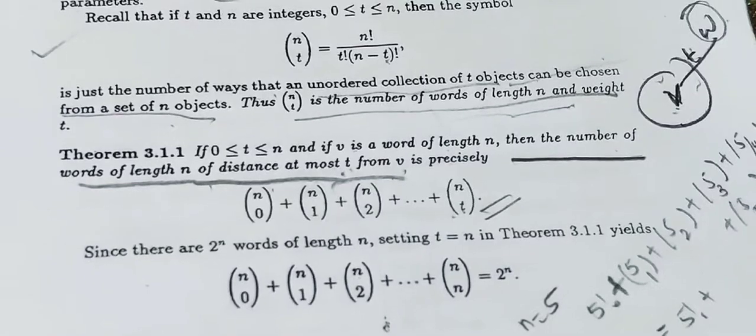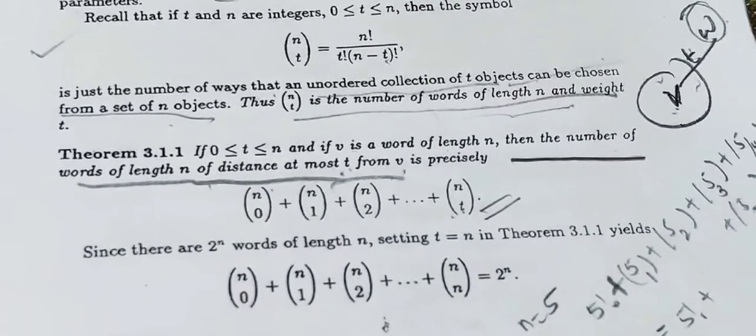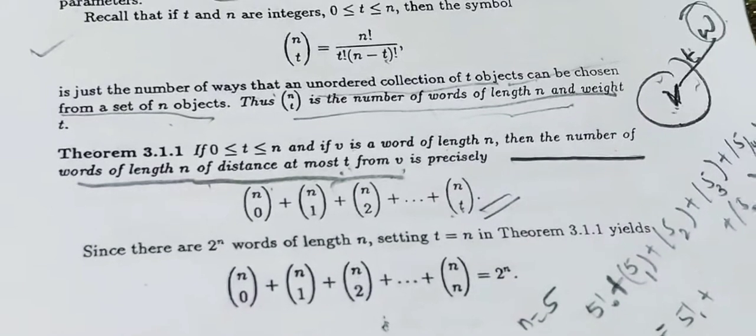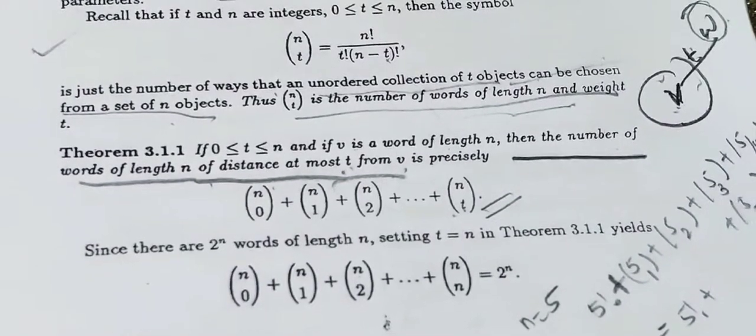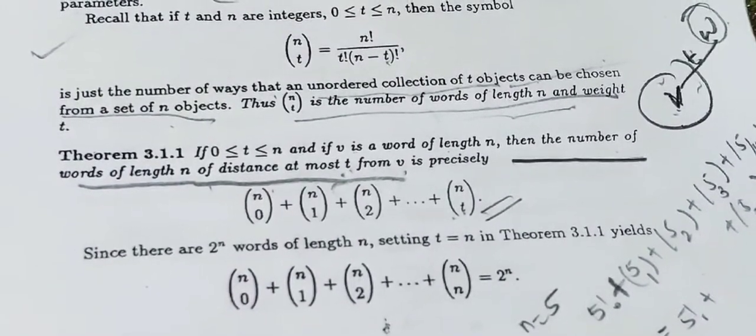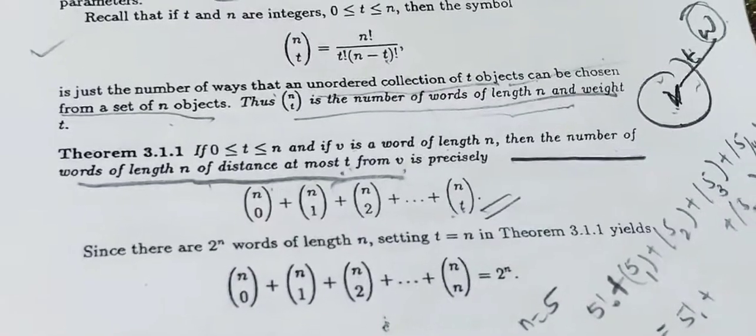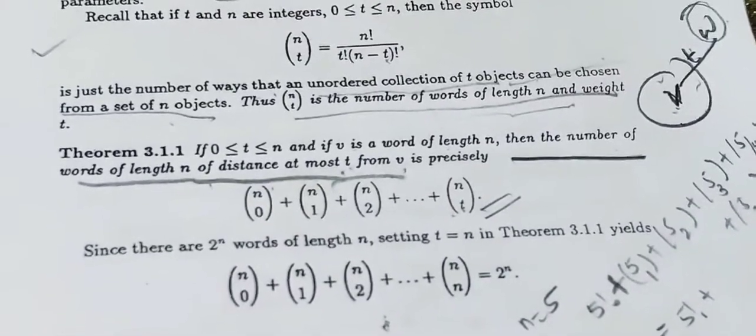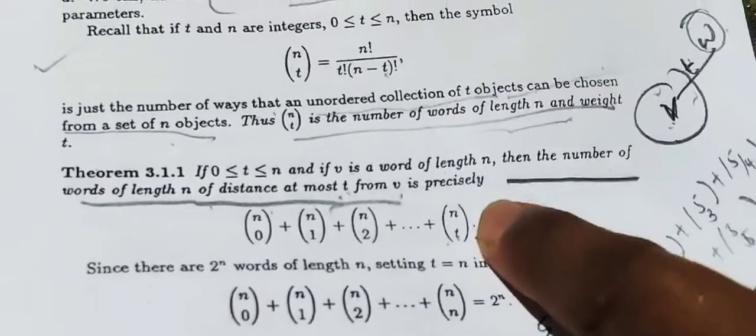Words close to V, then we can find the number of words. How many words are closer to V? So we can find that number. Okay. So this is the formula.